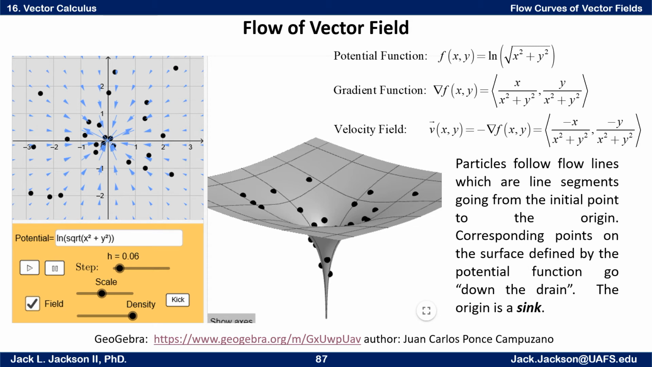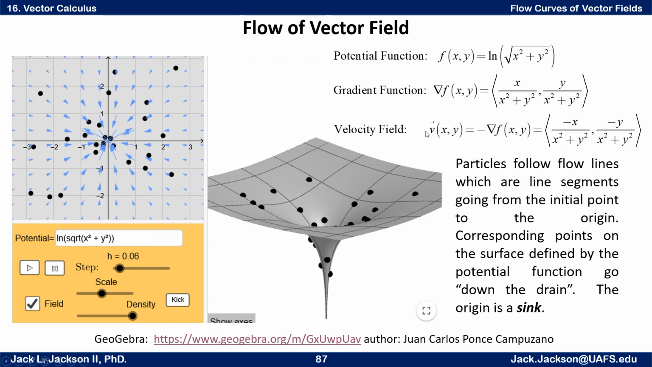And I can look at the gradient function of that, which produces a vector field. X over x squared plus y squared is the derivative with respect to x, and then y over x squared plus y squared is the derivative with respect to y. So the derivative with respect to x and the derivative with respect to y of this original function finds the gradient, which is a vector field. And you can see it graphed here.